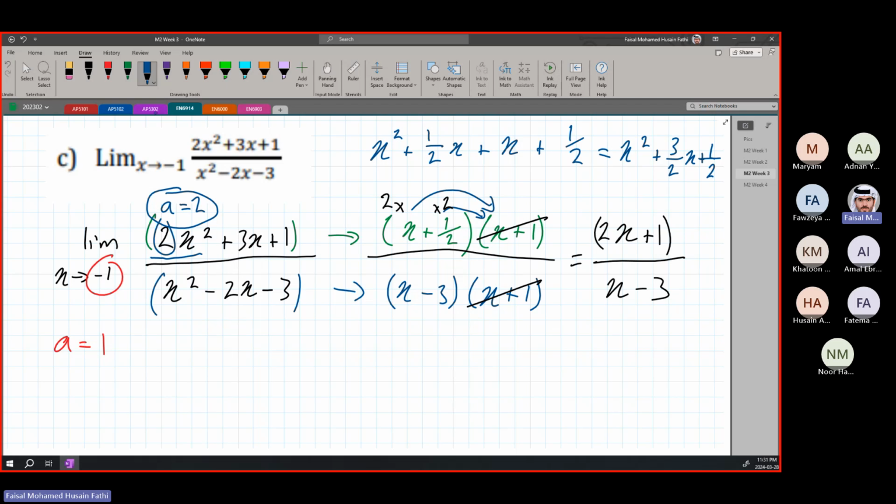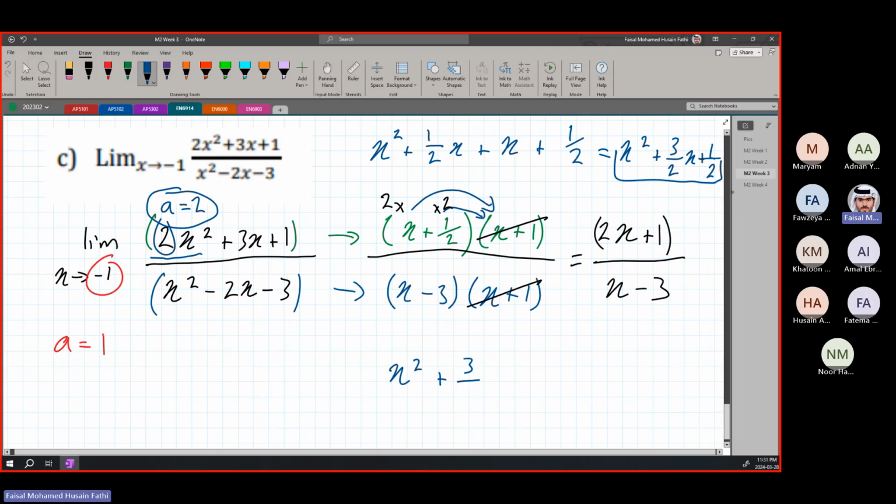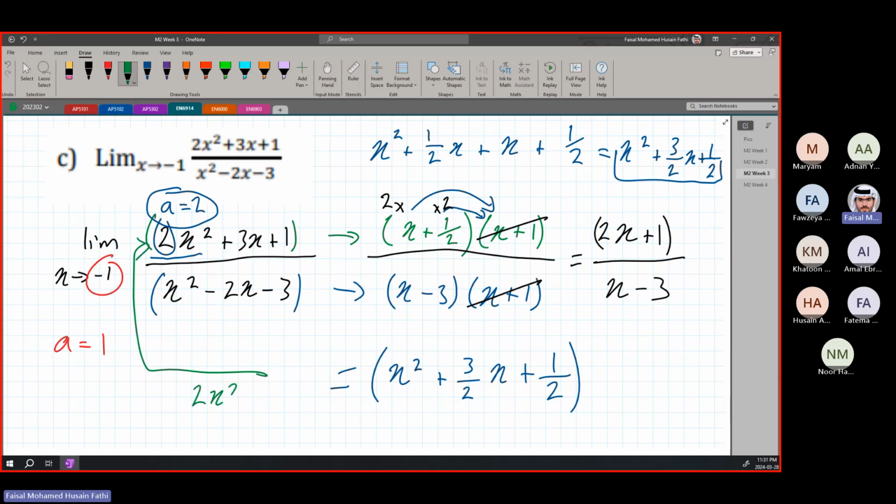All right? This is just so the explanation is clear. This is the formula we got: x squared plus 3 over 2 x plus half. We want this to be equal to this part, the green part over here, which is 2x squared plus 3x plus 1. And to do that, we have to multiply by 2.